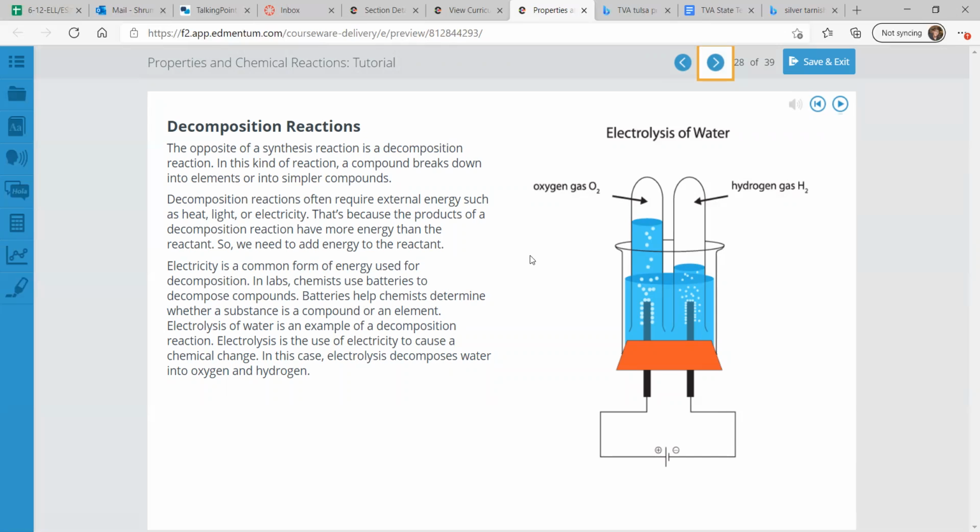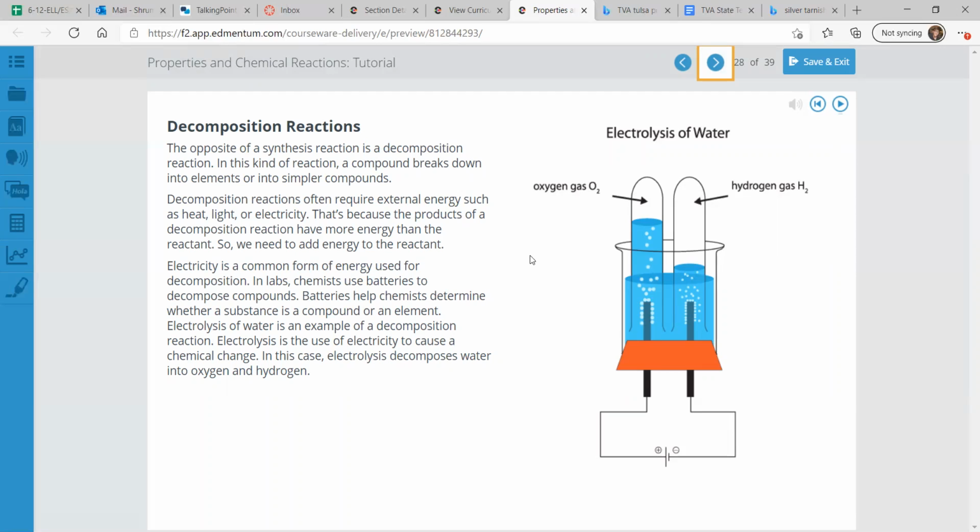Electricity is a common form of energy used for decomposition. In labs, chemists use batteries to decompose compounds. And batteries help chemists determine whether a substance is a compound or an element.